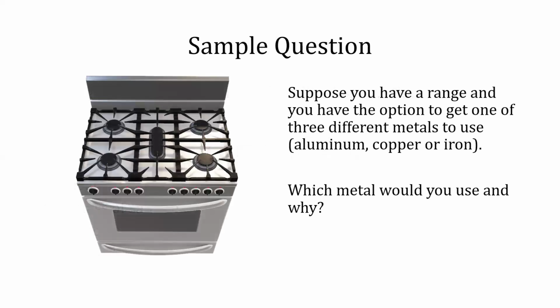Here's a sample question for you to ponder. Suppose you have a range and you have the option to get one of 3 different metals to use: aluminum, copper, or iron. Which metal would you use and why? Pause the video if you would like to try the problem. Press play to continue.